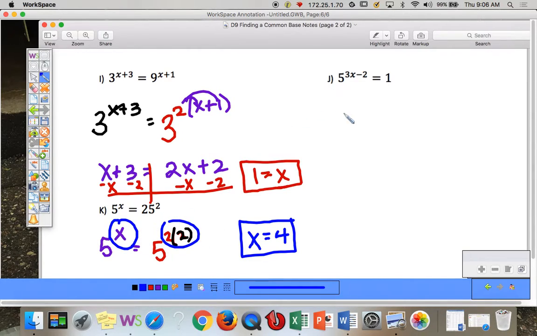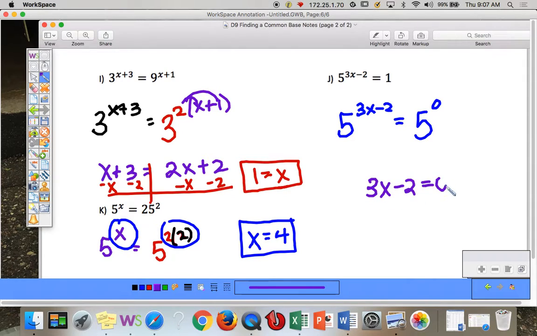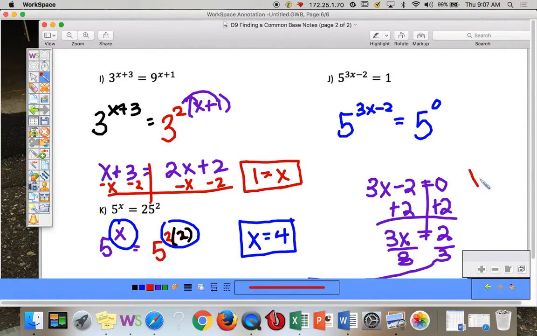All right, the last one, j, 5 to the 3x minus 2. I want to write this as base 5, and we know that anything to the power of 0 is 1. So let's make it the same base, 5 to the 0 power. So then we have 3x minus 2 equals 0. Let's solve. We'll add 2 to each side. We get 3x equals 2. Divide by 3. We get a fraction answer. X equals 2/3.